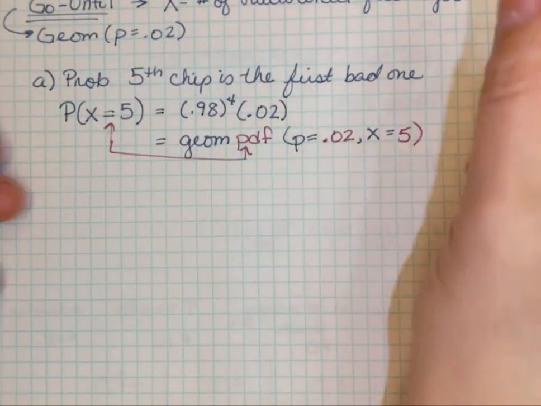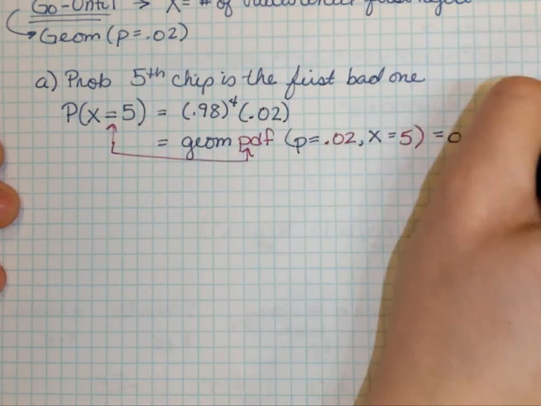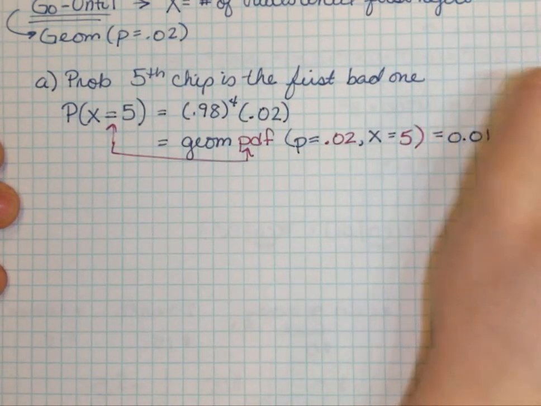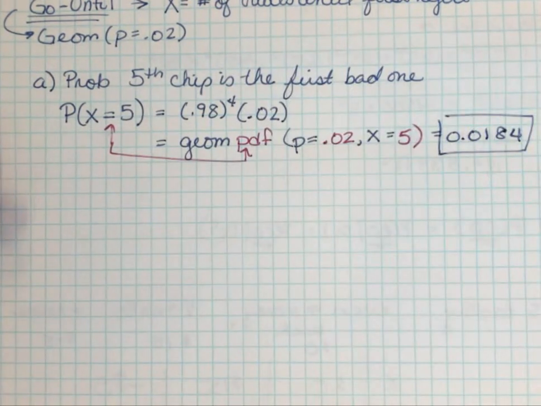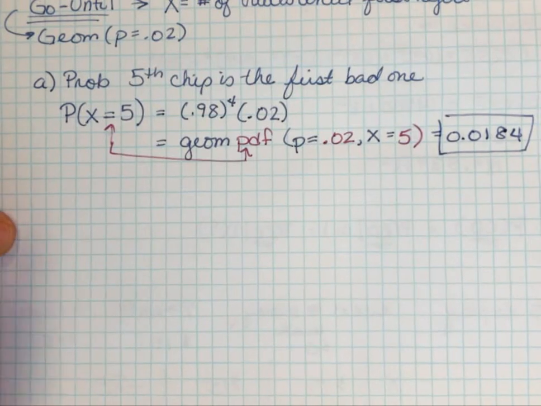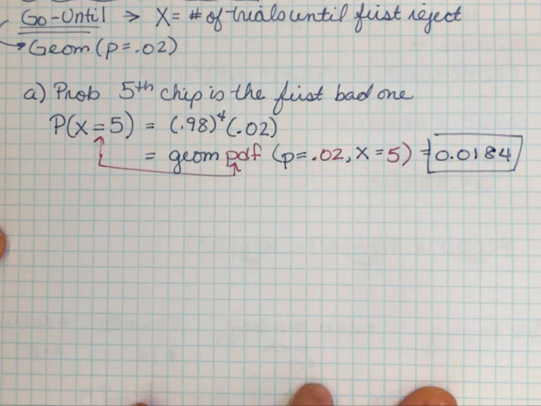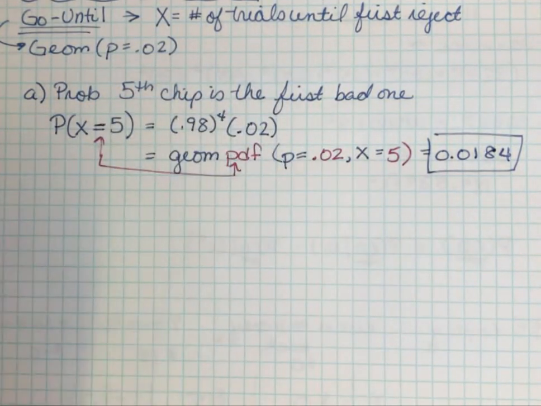Okay, so that means my answer here is 0.0184. So that's the probability that she doesn't have a bad chip until she hits the 5th one. Yes, sir? So it's geometric PDF when X is a single number. CDF, it's a whole range of numbers. Good. Which leads me to what question B was asking.